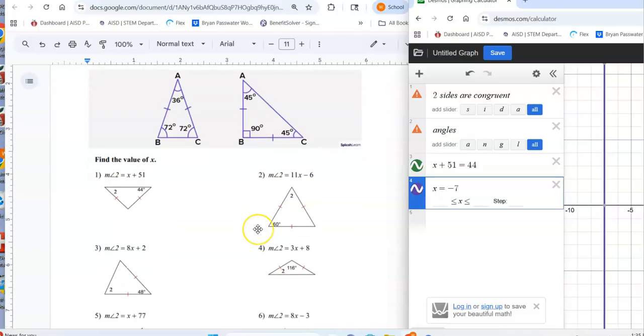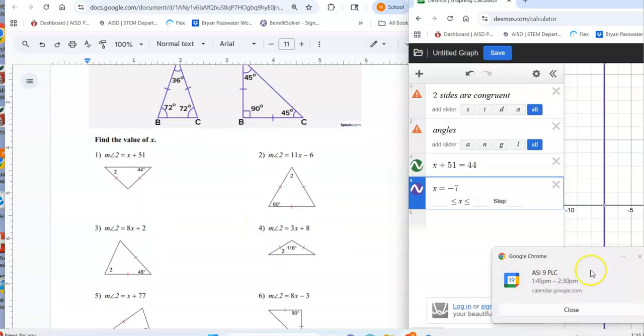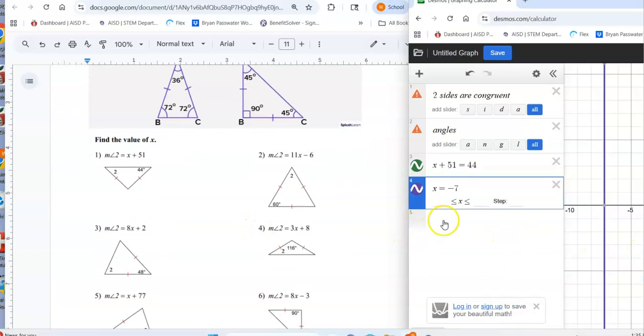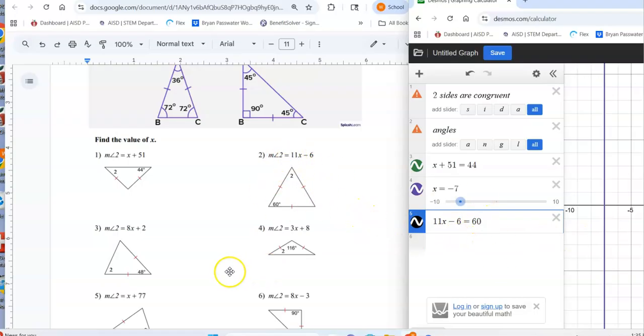All right, now for number two, if you notice that one, oh, it's an equilateral one. Who the heck did that? All right, I didn't do that one, but this is equilateral, so this would just be 11x minus 6 equals 60. I just noticed that. This is an equilateral triangle, so they're all equal 60, so 11x minus 6 is 60, solve for x.